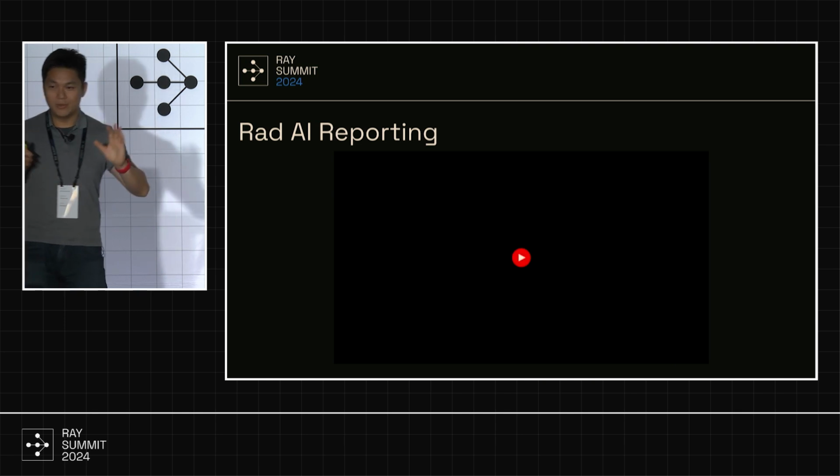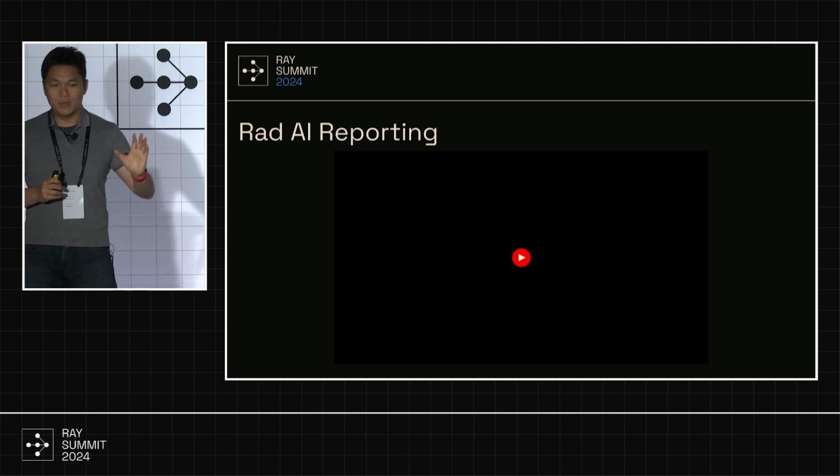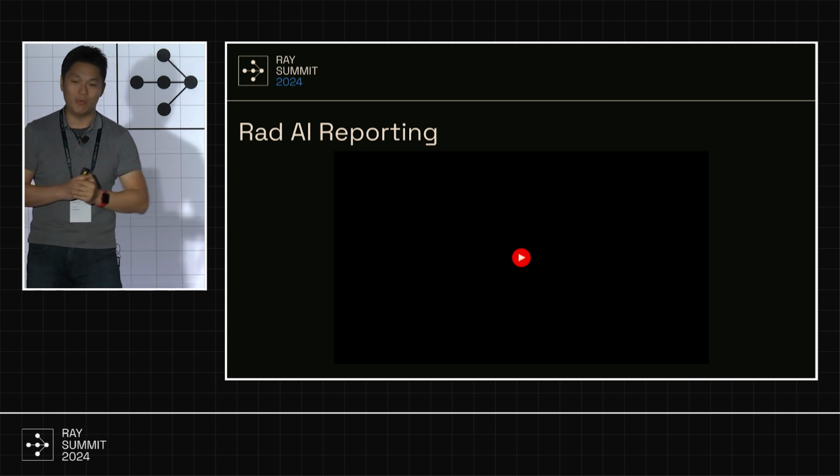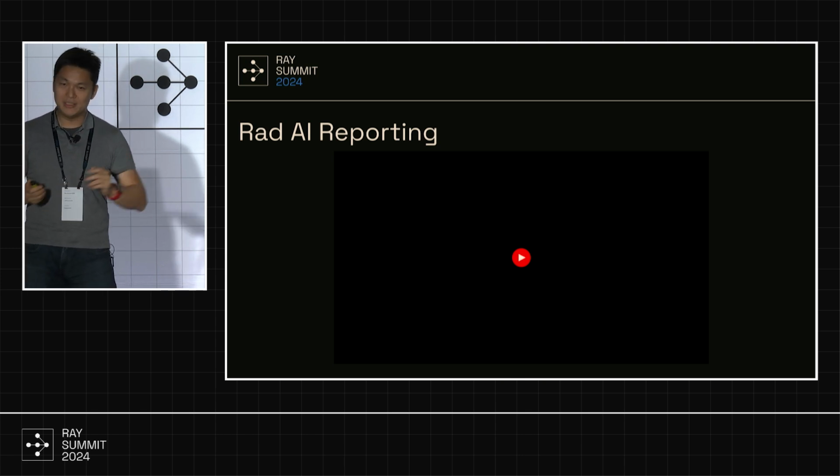So this is the first demo. In this demo, they dictate most of the findings, and then we put them into all the right sections of the report, and we generate them. Now, let's take a look at the second demo.